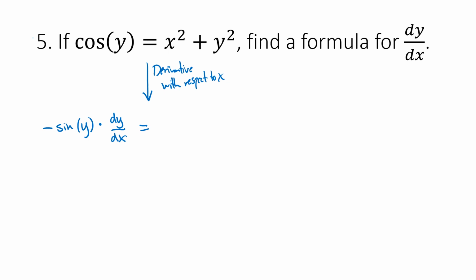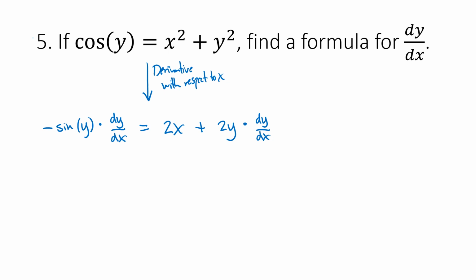On the right-hand side, the derivative of x squared is normal, that's just 2x. But the derivative of y squared, again, I need the chain rule. So I think of that as some function squared. The chain rule says you take the derivative just as though it were a simple variable. You take the derivative of y squared and you get 2y, but then the second half of the chain rule says that you have to multiply by the derivative of the inside function. The inside function was y, and the derivative of y is dy dx.